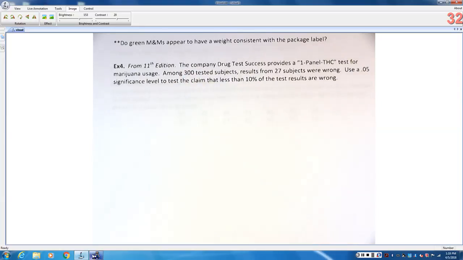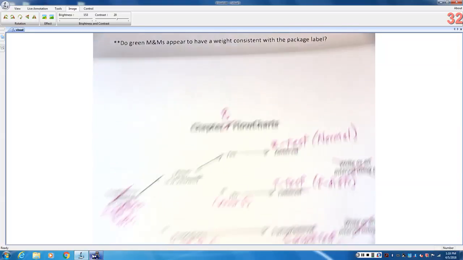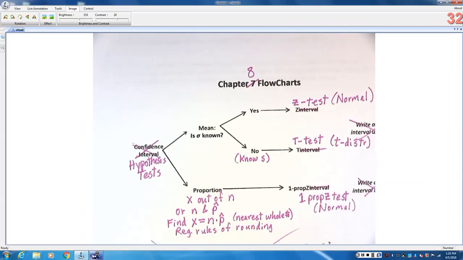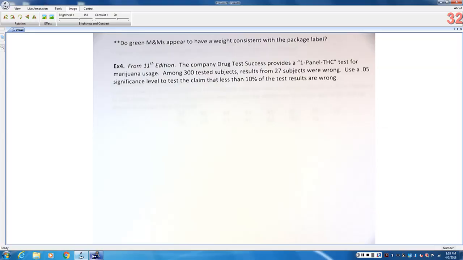Okay, so number 4, read through it. Is it a mean or a proportion? It's the first thing you need to ask. Does it ever say mean, or does it say average? No, so it's a proportion. If it has percents in it, it's probably a proportion.